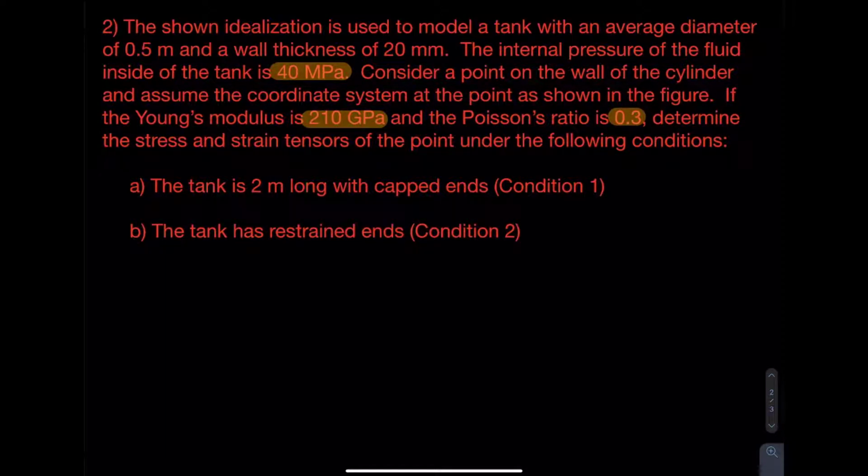So part A says the tank is 2 meters long with capped ends. It doesn't explicitly say this, but this is basically condition number 1. If it has capped ends, the pipe is allowed to freely expand in all 3 directions. But then part B says the tank has restrained ends, which would be condition number 2, which means the pipe is not allowed to expand in that E1 direction. So we know that we're going to have to modify things a little bit to accommodate that. Now I'm going to scroll down a little bit, and we're going to start off with part A right here, which is basically question 2 for you guys.